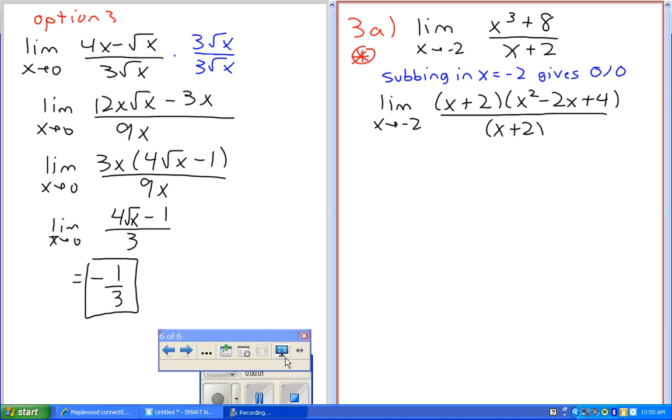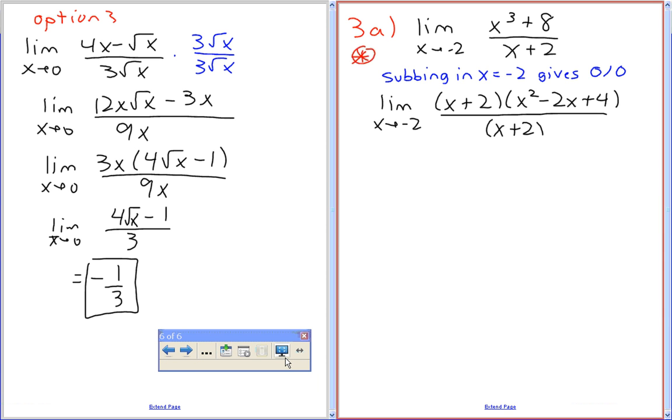As soon as you see an x plus 2 in the denominator, you should think there's got to be an x plus 2 in the numerator, right? That's sort of what you're looking for. All right, Nick, why am I happy now?